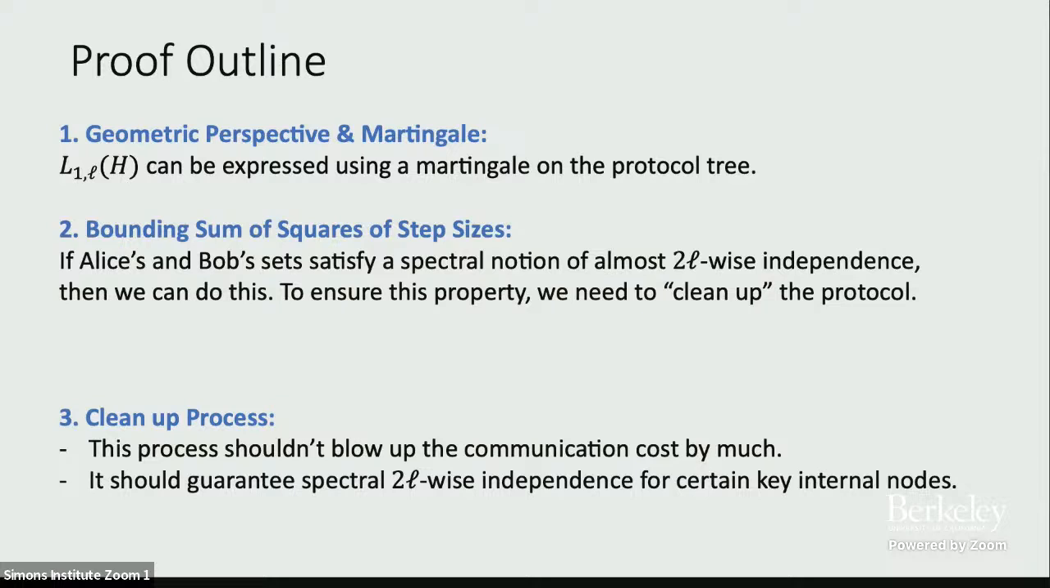Now, what we want to do is bound the final value of this martingale, and we want to bound the expected square of the martingale to be more precise. So to do this, you need to bound the sum of squares of step sizes of this martingale. It turns out that this is hard to do for general protocols. So we're going to assume that the protocol satisfies some nice properties. And this nice property turns out to be some kind of spectral notion of almost k-wise independence. I'll talk about this later.